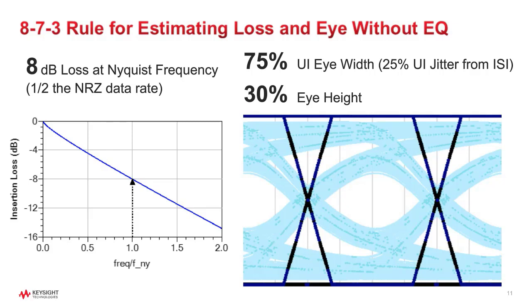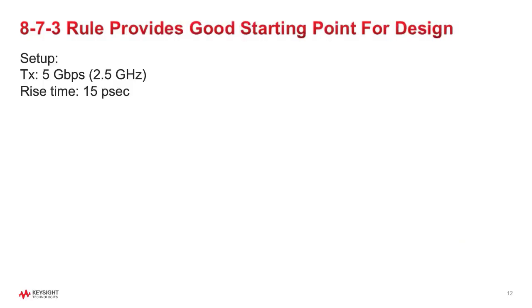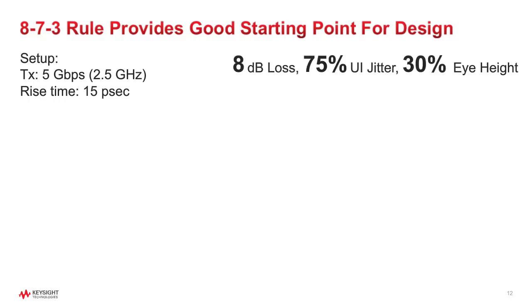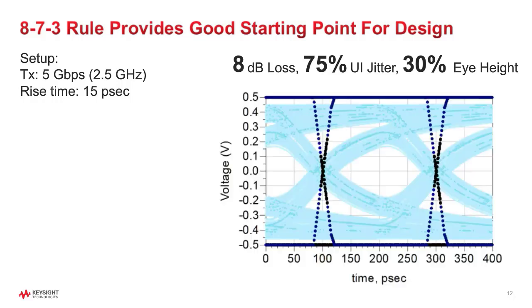Now, given our setup, TX at 5 gigabit per second, 2.5 gigahertz, and rise time 15 picoseconds, here is what we see with the A73 rule. 8 dB of loss, 75% UI, and 30% eye height. So very similar to what we expect. You see the rise time, and right here is 75% of the UI. And on top, eye height, you have about 30%.